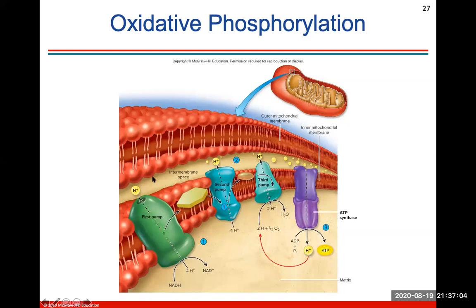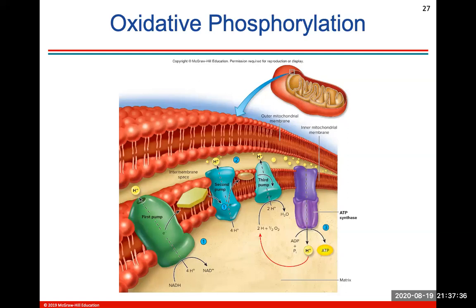And when we get a higher concentration of hydrogens in this intermembrane space, they will rush through this ATP synthase at the end. And the ATP synthase requires that rush of hydrogen ions to turn ADP and a phosphate into ATP. And those extra hydrogen ions will then combine with oxygen to form water, which will then be a waste product of the cells. So this is oxidative phosphorylation.